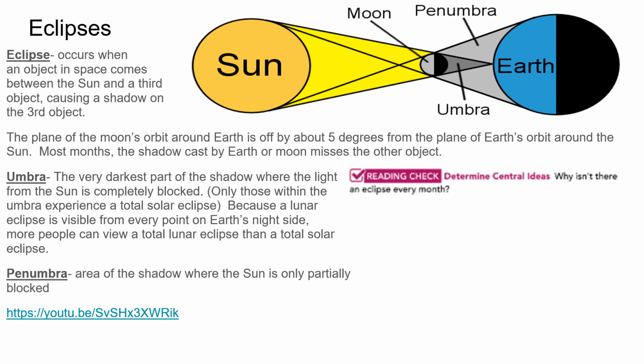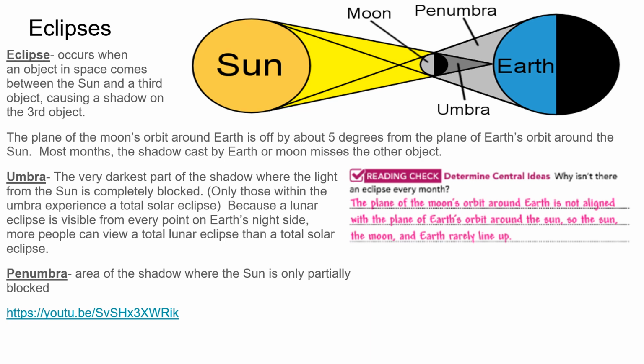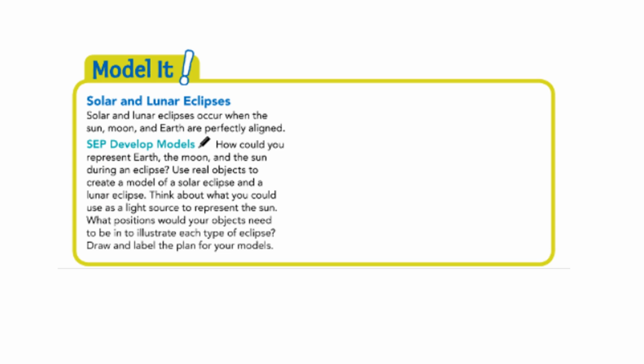So reading check, why isn't there an eclipse every month? The plane of the moon's orbit around Earth is not aligned with the plane of Earth's orbit around the sun. So the sun, the moon, and Earth rarely line up. All right, so our model it.